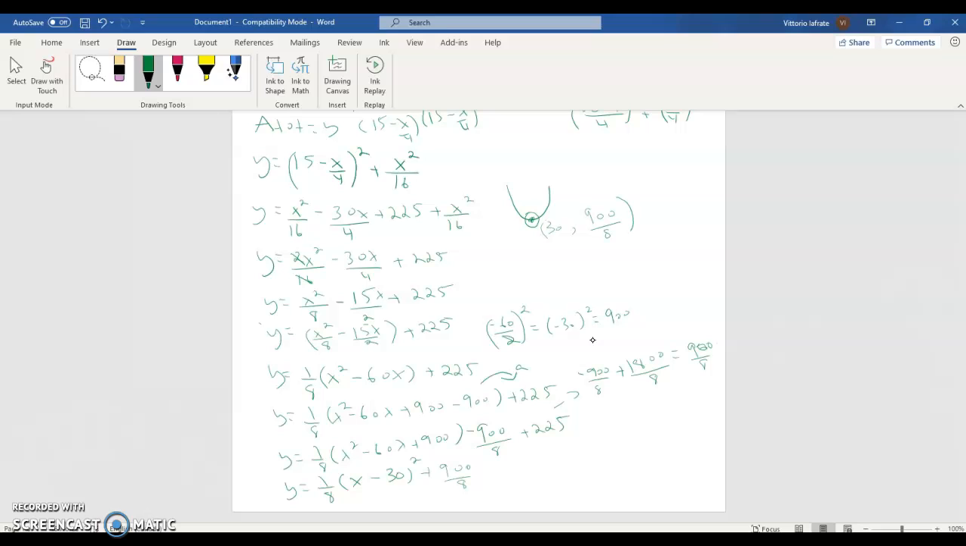If you were to write this as decimals, which you shouldn't, well, you could in this case because it's a terminating decimal, you would get 112.5 units squared as your minimum area. And again, it's minimum because our a value is positive. And so it opens from the top and the vertex is going to be minimum here.